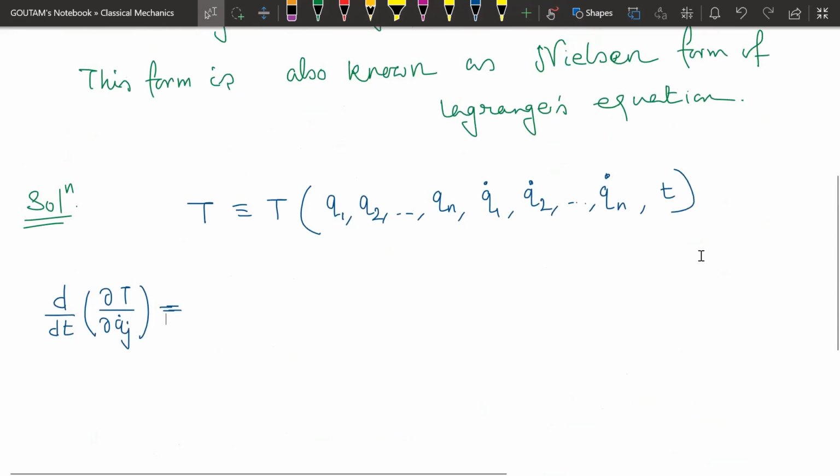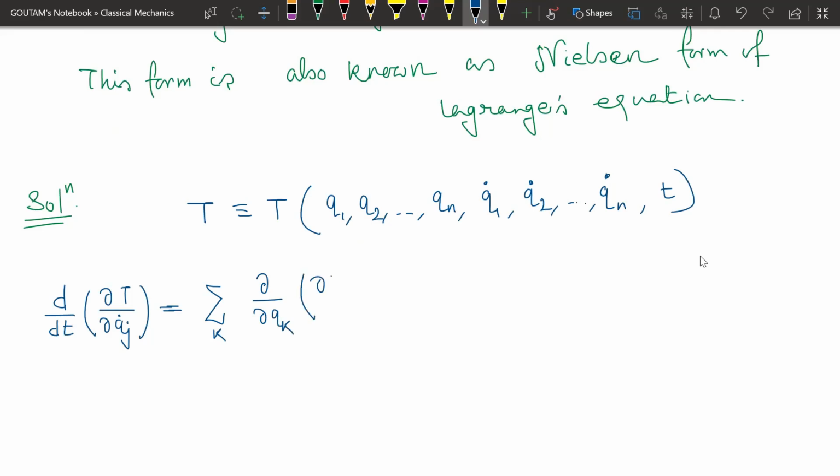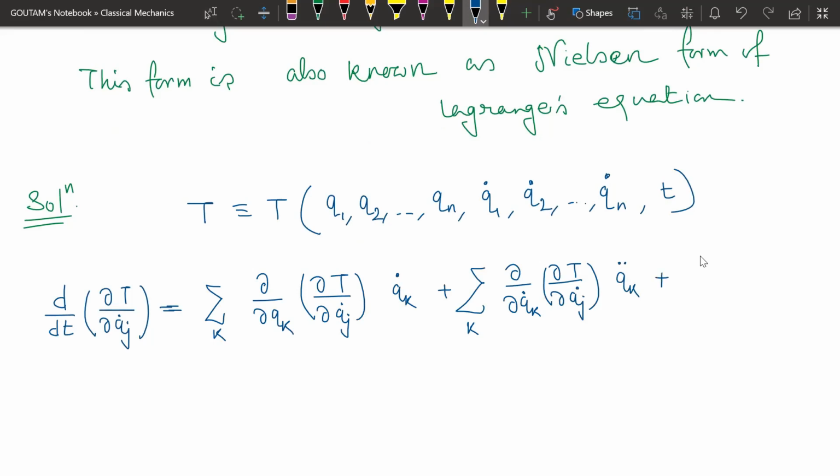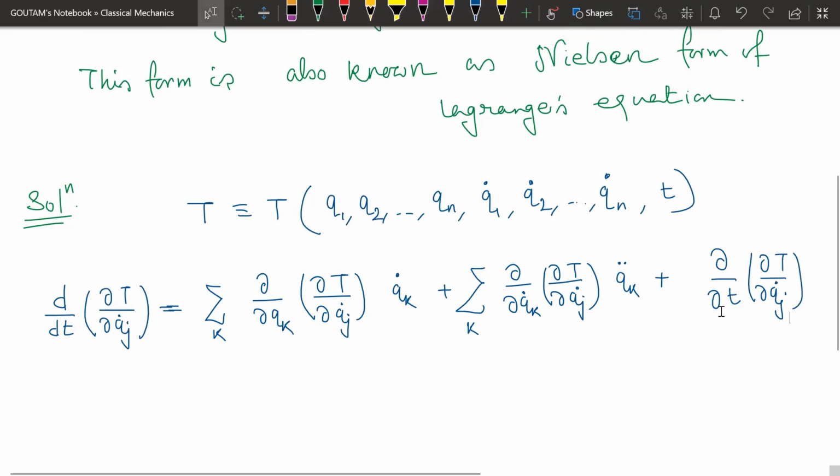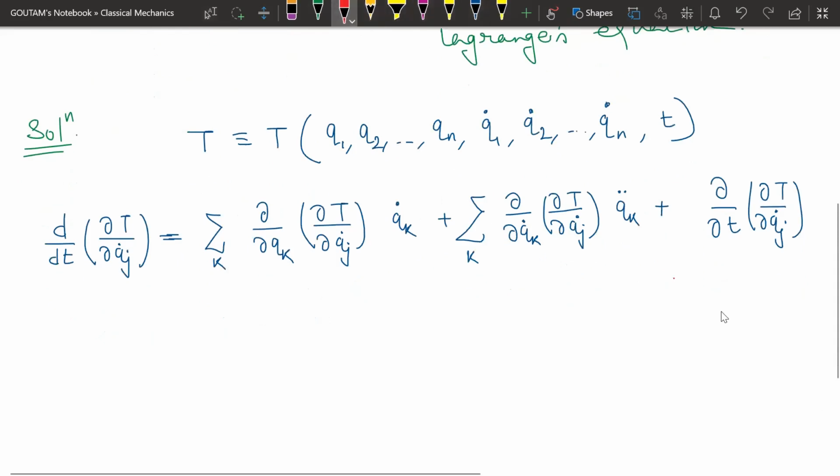In that case, d/dt of ∂T/∂q̇j will be the sum over k of ∂/∂qk of ∂T/∂q̇j times q̇k, plus the sum over k of ∂/∂q̇k of ∂T/∂q̇j times q̈k, plus ∂/∂t of ∂T/∂q̇j, right? So let's call it equation 1.